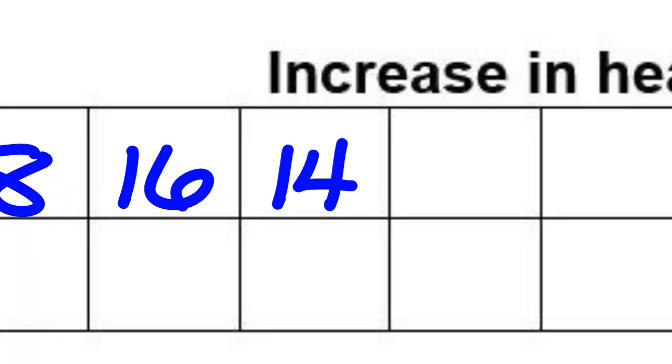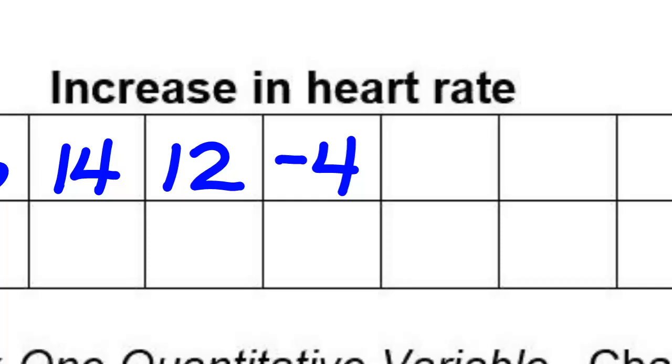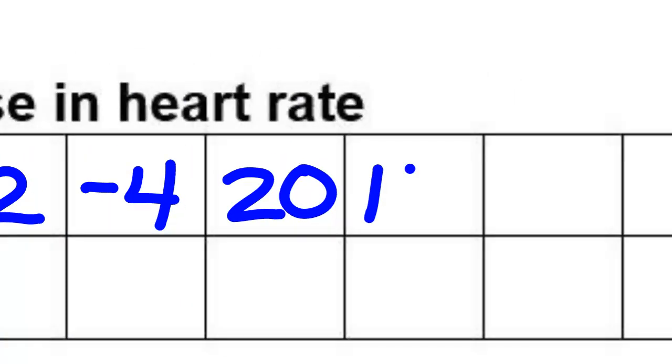Deborah. Okay, and that's fine. Javen. 12. -4. That's totally fine. I had negatives last period also. 20. 16. 2.